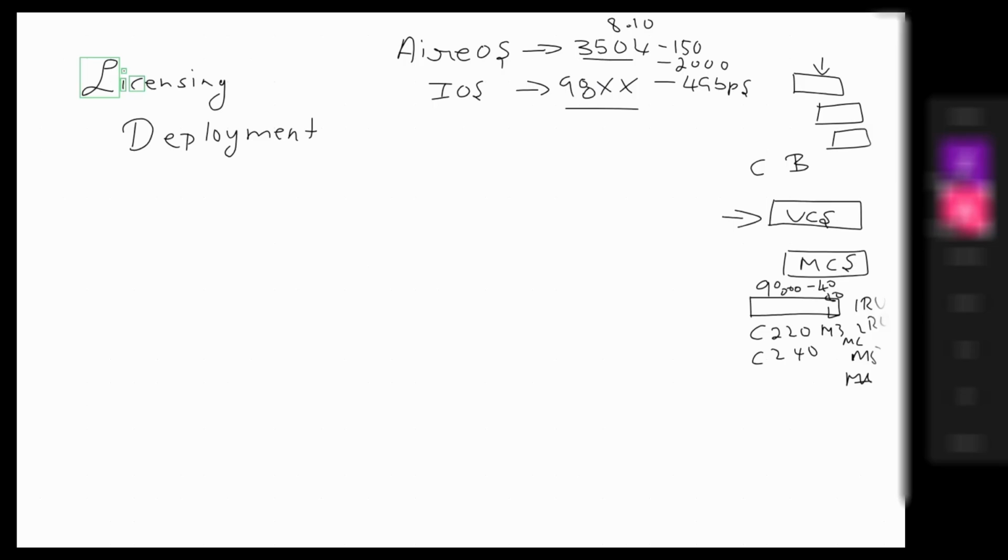So the 9880 is the highest model. Basically, it will support up to 6000 APs.